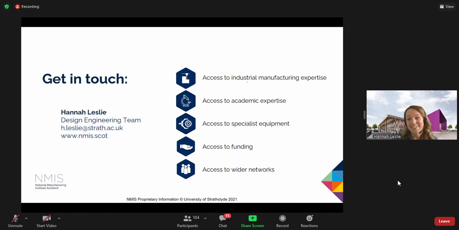As I said earlier, NMIS is looking to support all kinds of companies with their manufacturing journeys. We really strive to work with companies to provide access to manufacturing and academic expertise, access to specialist equipment and facilities, and we do support companies looking for public funding and developing bids. And we can support to our wider networks too, where appropriate. So yeah, thank you very much for listening.